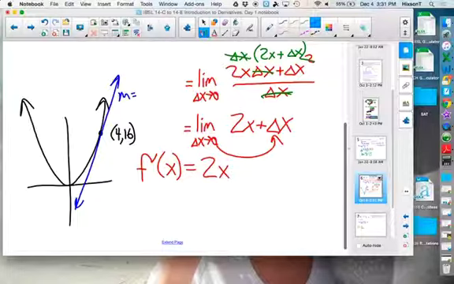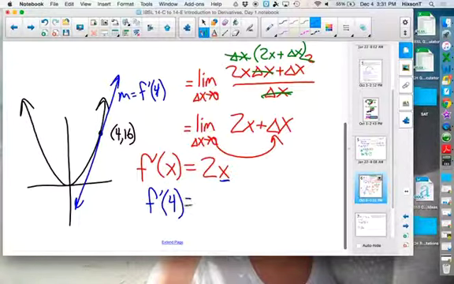So what we're trying to do here is find the slope of this line. And that slope is going to be f prime of 4. What do you do with the y? You don't. y doesn't matter because notice our derivative is only dependent on x. So f prime of 4 is 2 times 4, so that's 8. So the slope of this line is 8.